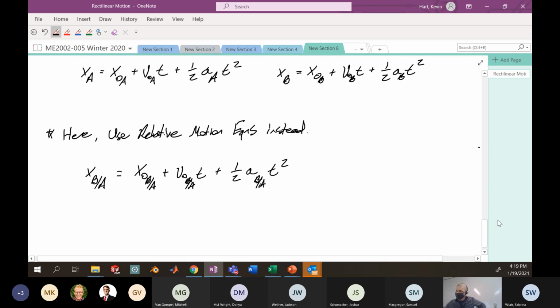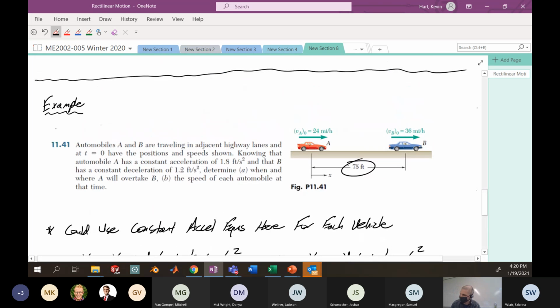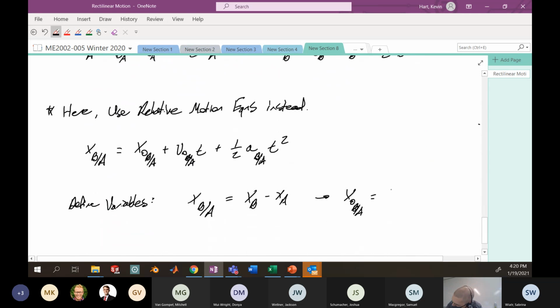Okay, so let's go ahead and work through this. Let's define each one of these. For instance, the position of car B relative to A. Here, that's the position of B minus the position of A. If we're interested in the original position, then we can simply come up to our picture here and see that car B is 75 feet in front of car A. So the position of B relative to A initially is 75 feet.